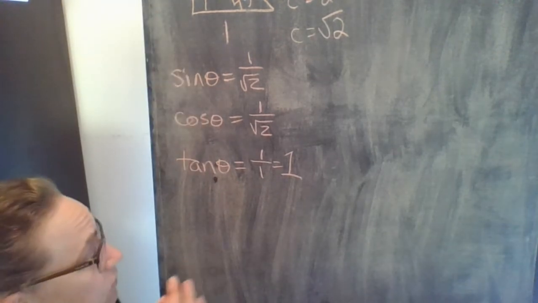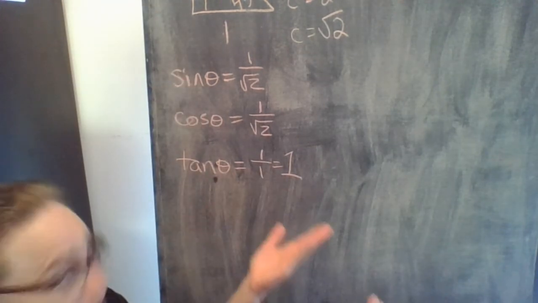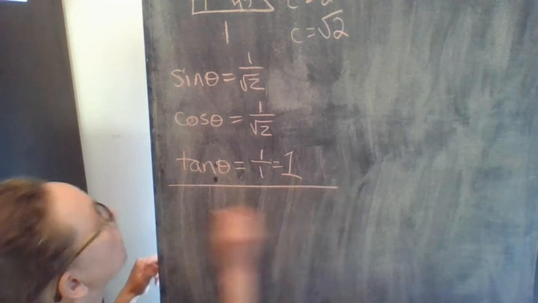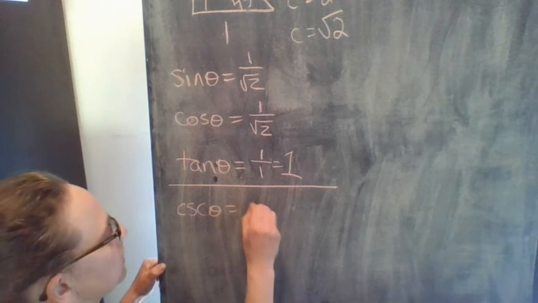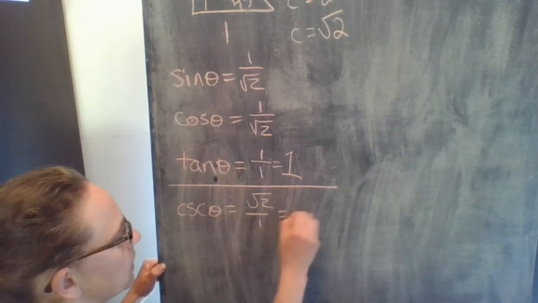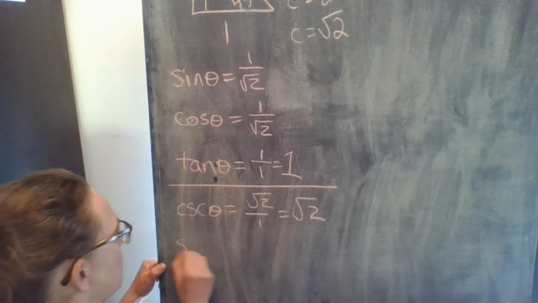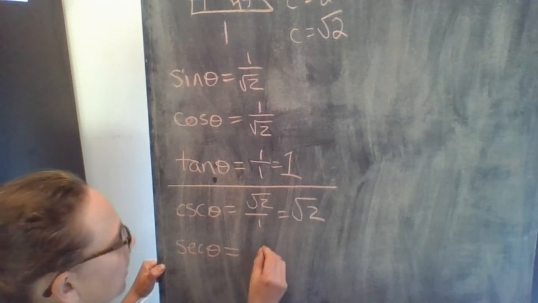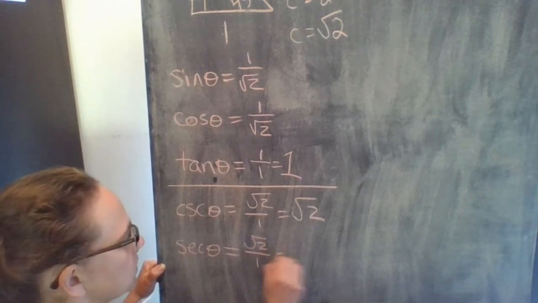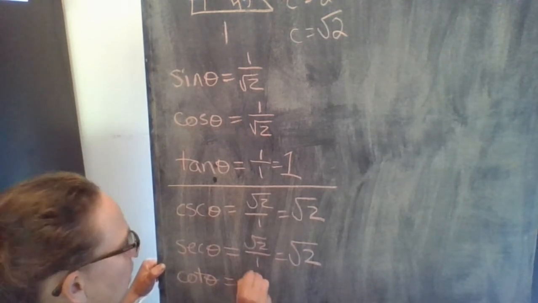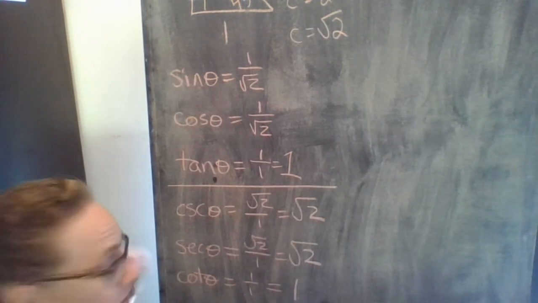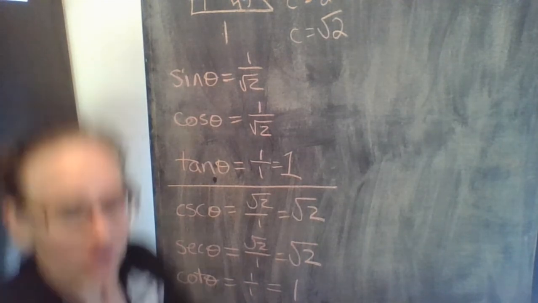So if I go to do my reciprocal trig ratios, cosecant is going to be root 2 over 1, so that's just root 2. Secant is also going to be root 2 over 1, so that's just root 2. And cotangent is just 1 over 1 again, so it's just 1. So it's really cool. Now, why do I care so much about this triangle?